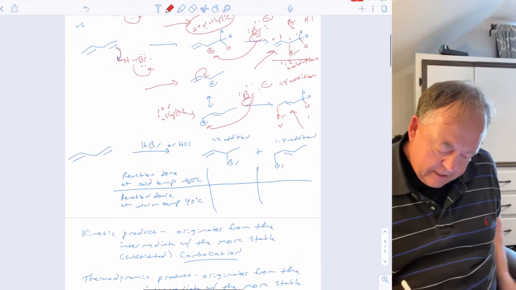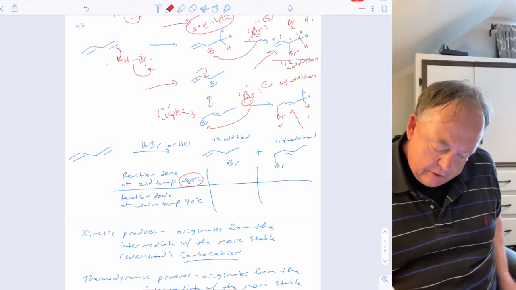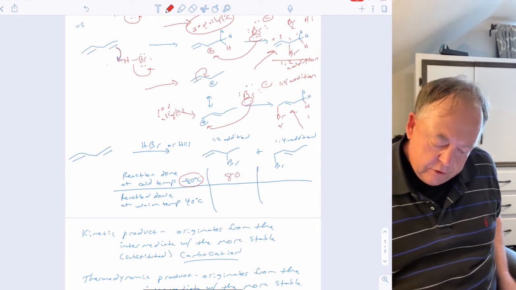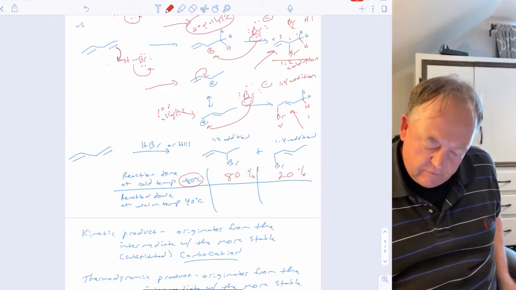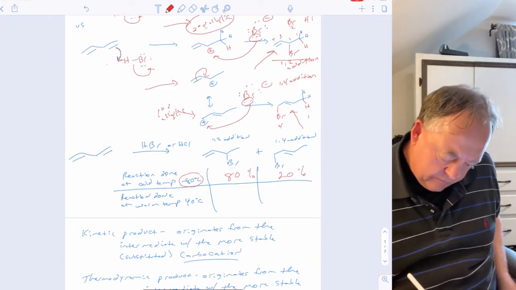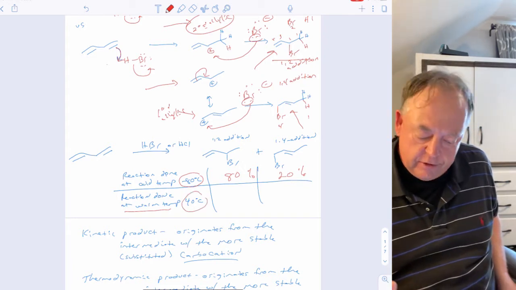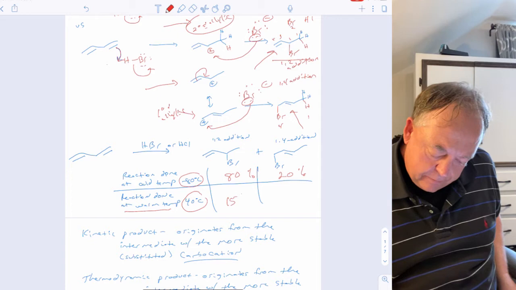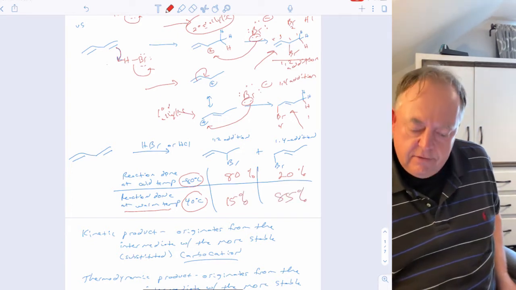So if you do this reaction at -80, so let's just say you did it at cold temperature, then you get an 80% yield of the 1,2 addition product and a 20% yield of the 1,4 addition product. Whereas if you did that reaction at a warmer temperature, in this particular case at 40 degrees, then you only get 15% of this, and you get 85% of that.